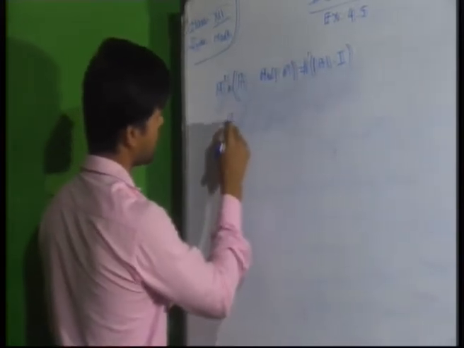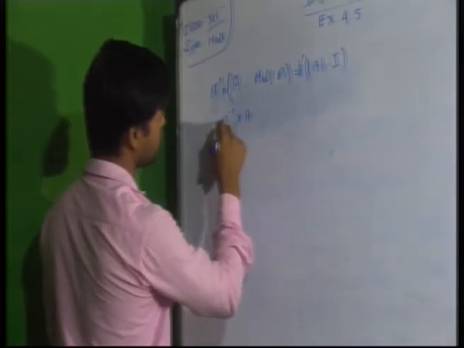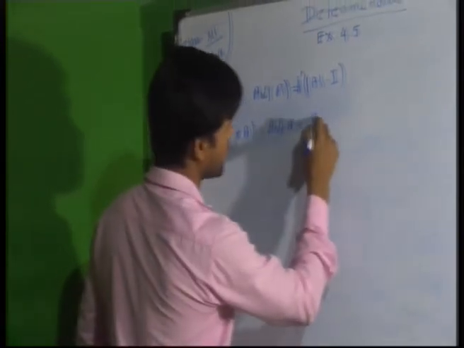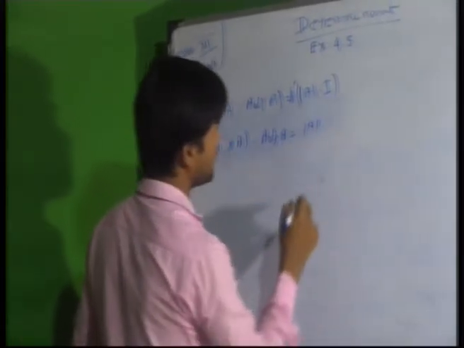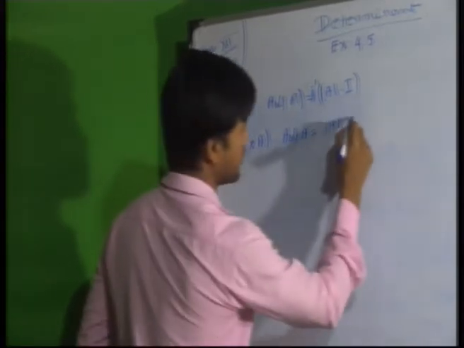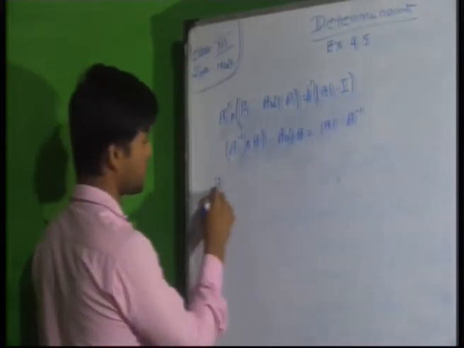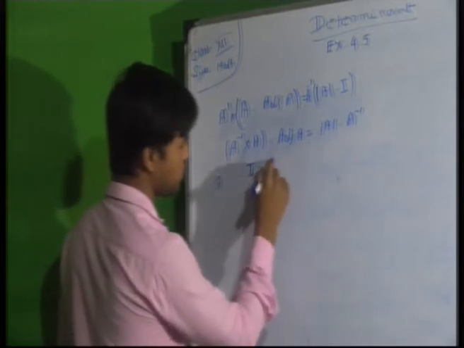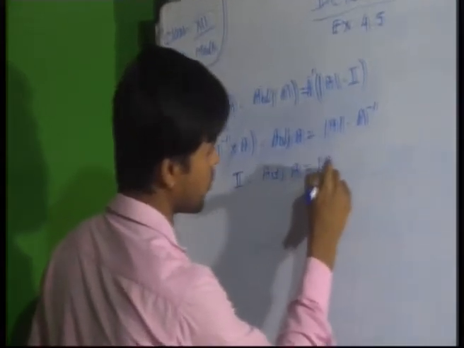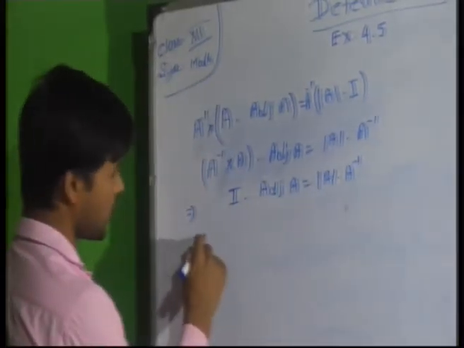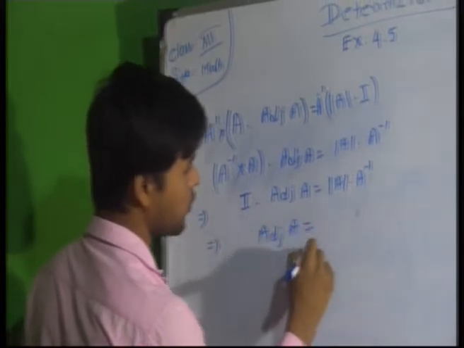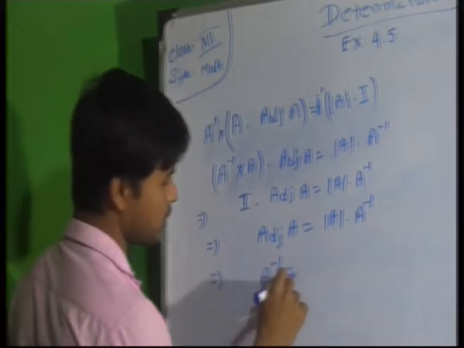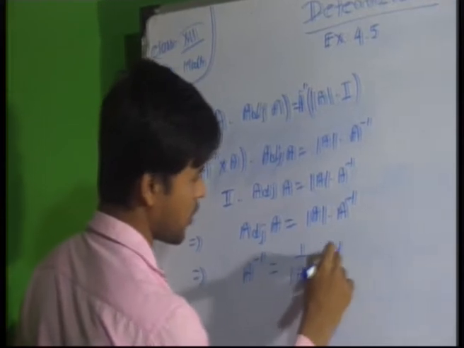If I now apply the associative property, A into A inverse into adjoint of A is equal to mod A, which is a constant term, into, when we multiply A inverse with the identity matrix, it becomes A inverse. That implies, when A is multiplied with A inverse, the result will be the identity matrix into adjoint A, that is equal to det A into A inverse. That means adjoint of A is equal to det A into A inverse. Now from here we can write that A inverse is equal to 1 by det A into adjoint of A.